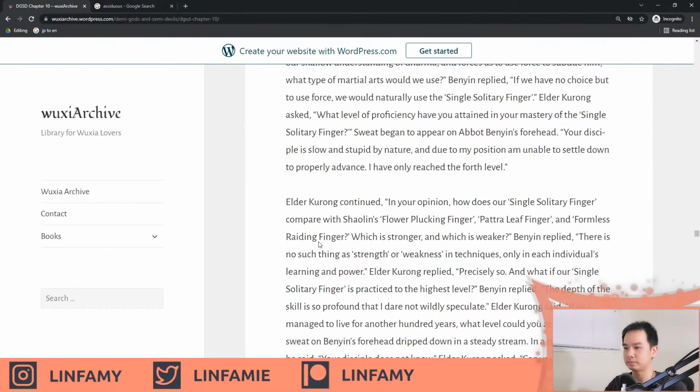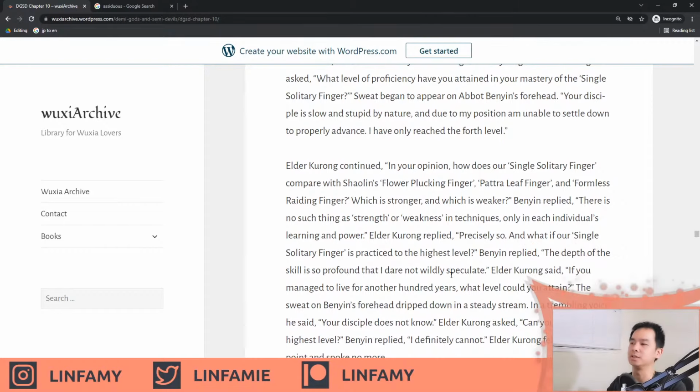Elder Kurong continued. So he's chastising the abbot. In your opinion, how does our Yi Yang finger compare with Shaolin's flower plucking finger, Patra leaf finger, and formless raiding finger? Which is stronger and which is weaker? Benyin replied, there is no such thing as strength or weakness in techniques, only in each individual's learning and power.